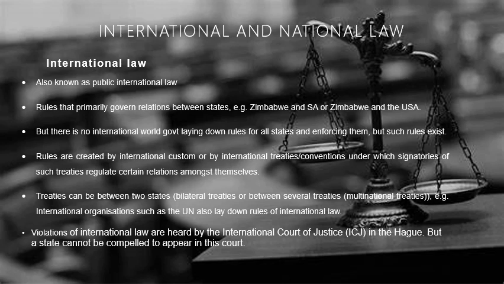Rules are created by international customs, international treaties and conventions, and those that are signatories to such treaties and conventions are the ones that are bound by them or that adhere to them, not necessarily bound. So treaties can be between two or more states, or between international organizations, and anyone who violates them would be held accountable by the International Court of Justice, the UN. But a state cannot be compelled to appear in the court. So I don't know how such an enforcement would be regarded as such if you can choose not to appear, but that is the case.